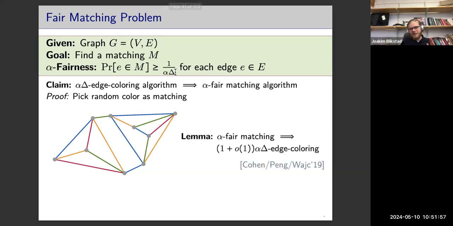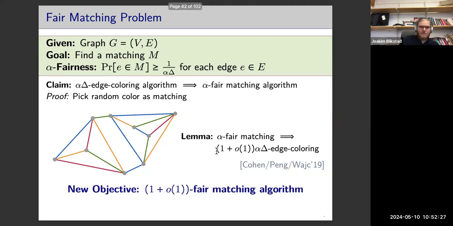Right, but it turns out the other direction is also kind of true: if you have an alpha fair matching algorithm, you can get an alpha delta edge coloring algorithm with a small blow up. And I think almost all recent works in this area, which beat the greedy algorithm in some kind of adversarial model, use this reduction. And so the new objective now is to find a fair matching algorithm which is roughly 1 competitive, right? Like 1 fair.